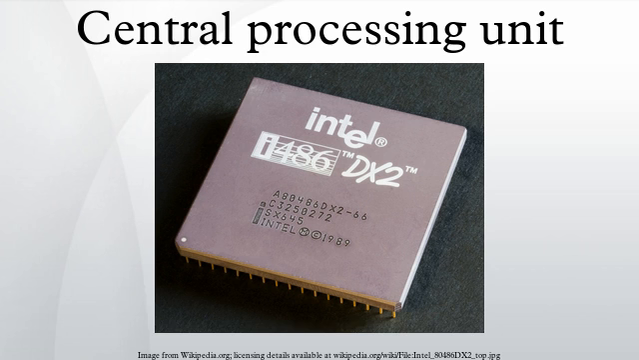Control unit. The control unit of the CPU contains circuitry that uses electrical signals to direct the entire computer system to carry out stored program instructions. The control unit does not execute program instructions. Rather, it directs other parts of the system to do so. The control unit must communicate with both the arithmetic logic unit and memory.